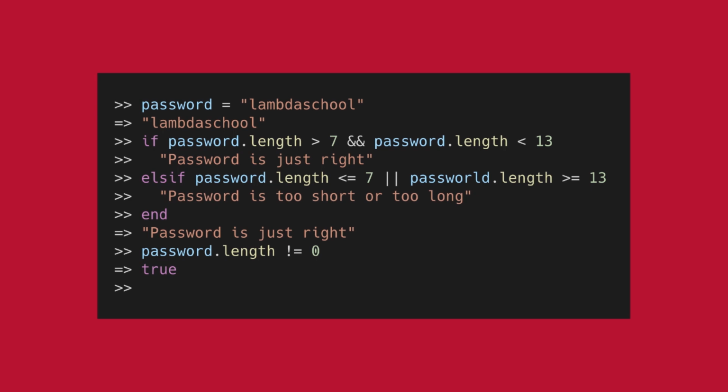And in the last example, we're using the not, or the exclamation point, and we're saying if the password length is not equal to 0 by typing exclamation point and then an equal sign. And in that case, you'll see that it returns true.